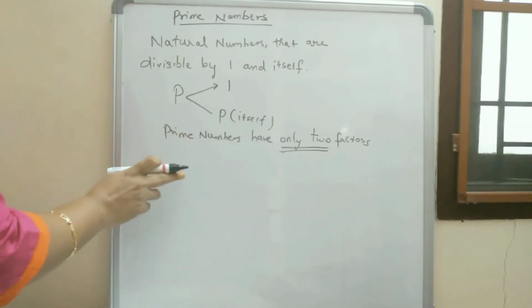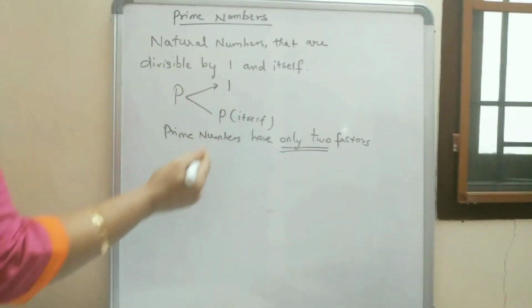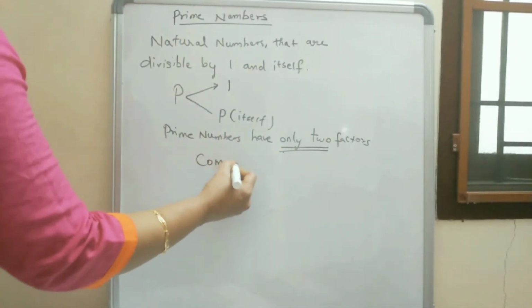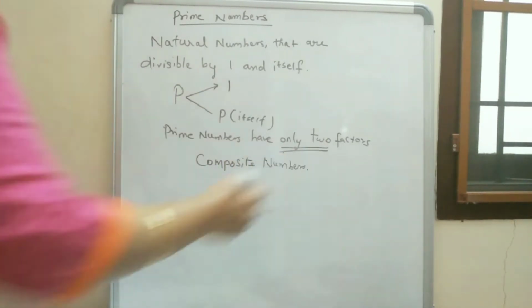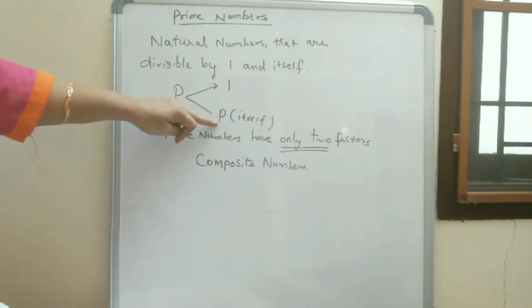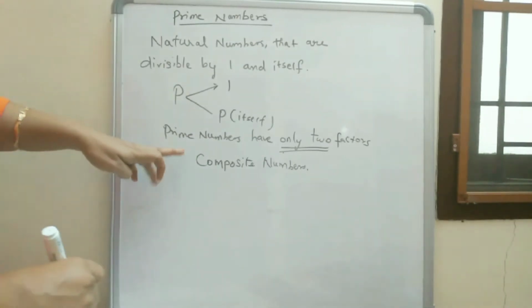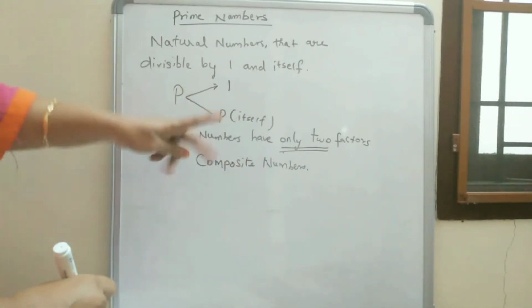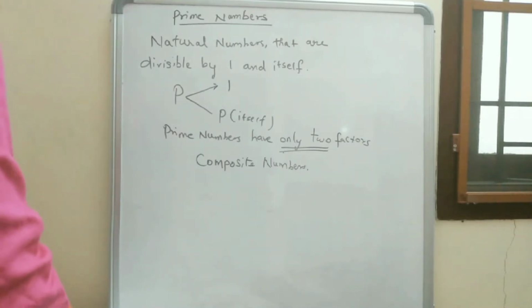Now the numbers which have more than two factors are known as composite numbers. Again I am saying that prime numbers are the natural numbers that are divisible by 1 and itself. That is, prime numbers have only two factors, and composite numbers have more than two factors. Now, okay, next we are going to see prime numbers between 1 to 10.